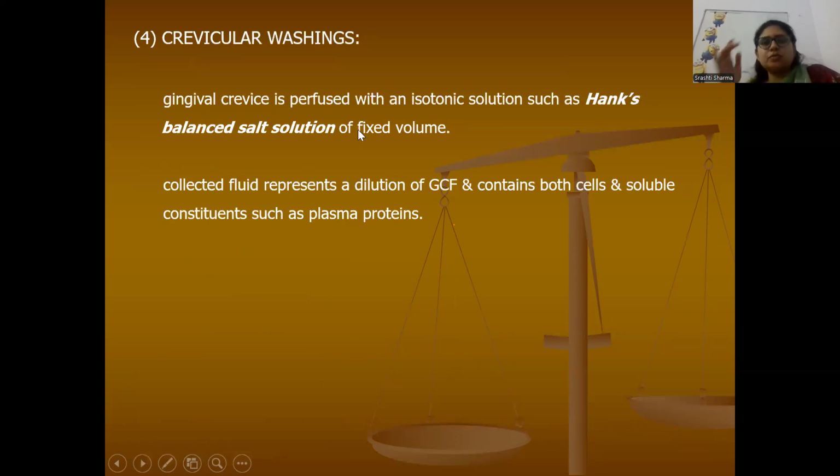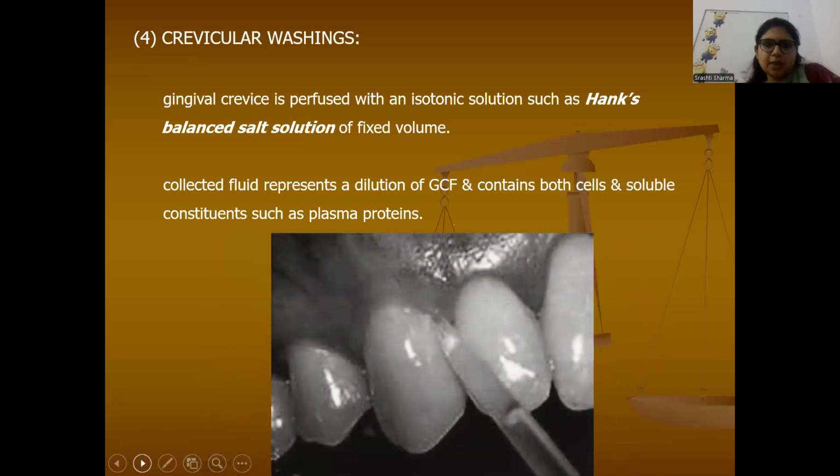Crevicular washings: the gingival crevice is perfused with an isotonic solution such as Hank's balanced salt solution of fixed volume. The collected fluid represents a dilution of GCF and contains both cells and soluble constituents such as plasma protein. We can easily understand this through the following diagram.